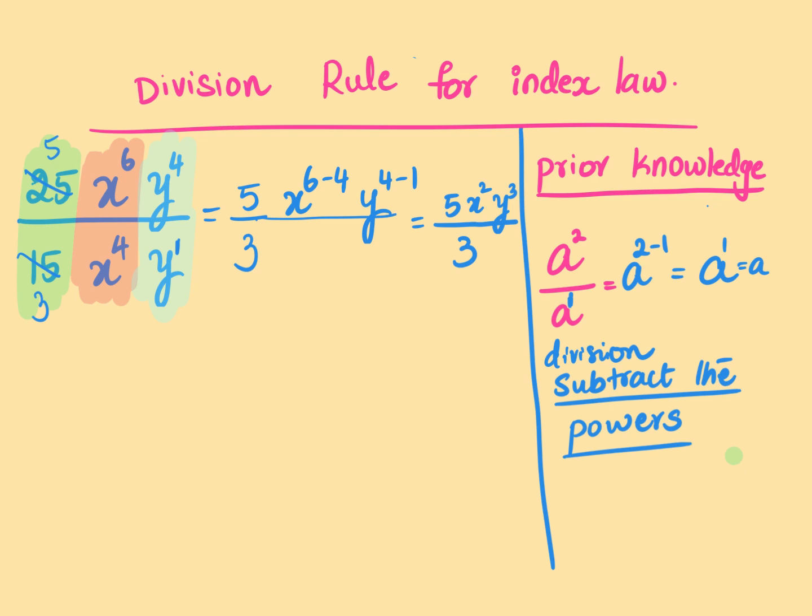Now, what happens when the power is bigger in the denominator? If you know your integer rules, a smaller number subtracted from a bigger number, you end up with a negative power. So there is a different rule for that, and I'm going to talk about it later.